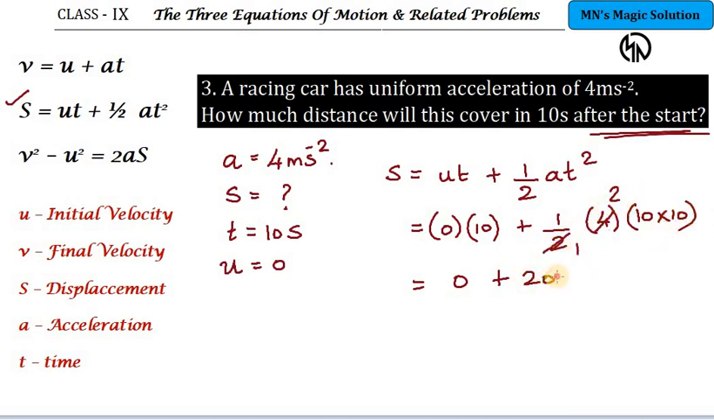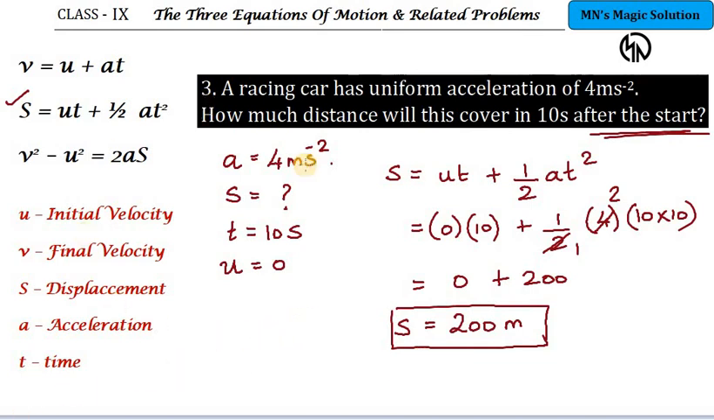So the answer becomes 200, so the answer is 200 meters. The data is all the same: meter per second squared and here seconds. So the answer that you will get will be in meters. So the displacement of the object comes out to be 200 meters.